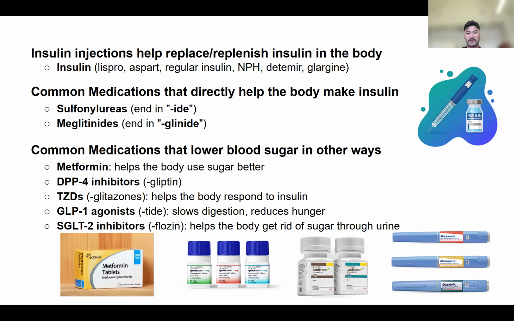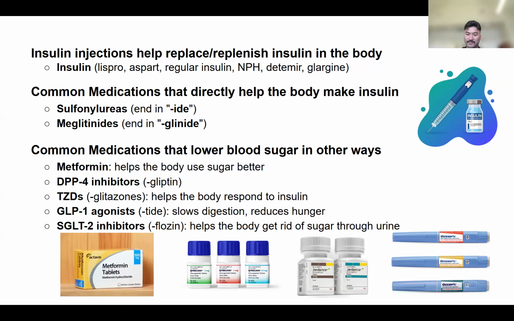And then we have the GLP-1 agonists, which normally end with tide. These are the ones we see more nowadays, like semaglutides, in other words, like Ozempic, or the oral form, which is like Rybelsus. These slow digestion and reduce hunger. And then there's SGLT2 inhibitors, which end in flozin, which help the body get rid of sugar through urine. These are like empagliflozin, dapagliflozin.